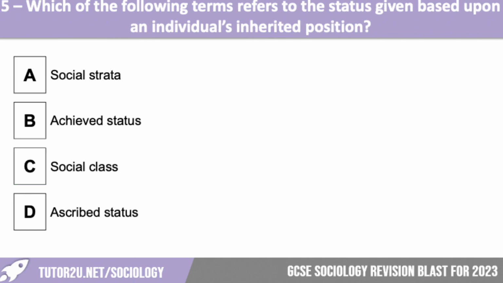And number 5 is our final MCQ. Which of the following terms refers to the status given based upon an individual's inherited position? Is it A, social strata, B, achieved status, C, social class, or D, ascribed status? Let's reveal. It is ascribed status, so the status that you are ascribed at birth. For example, being born into the royal family.